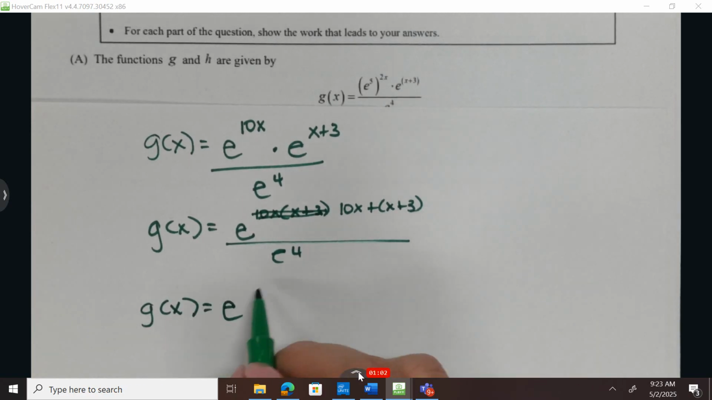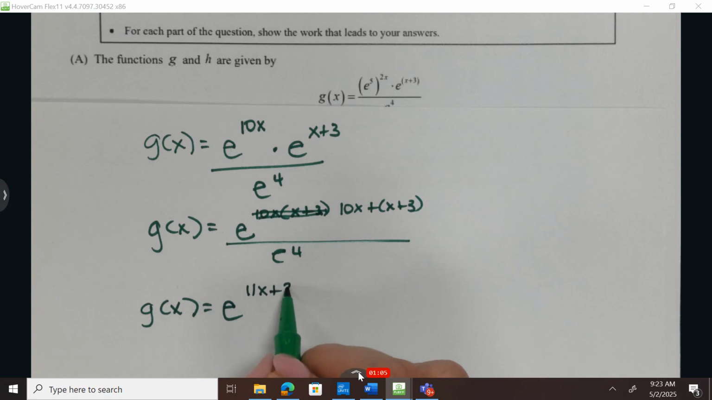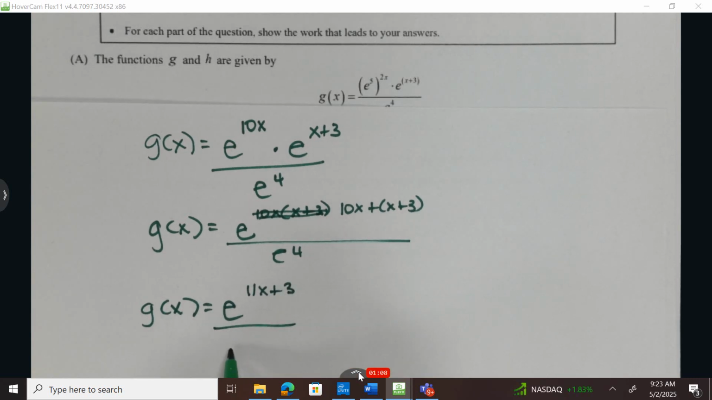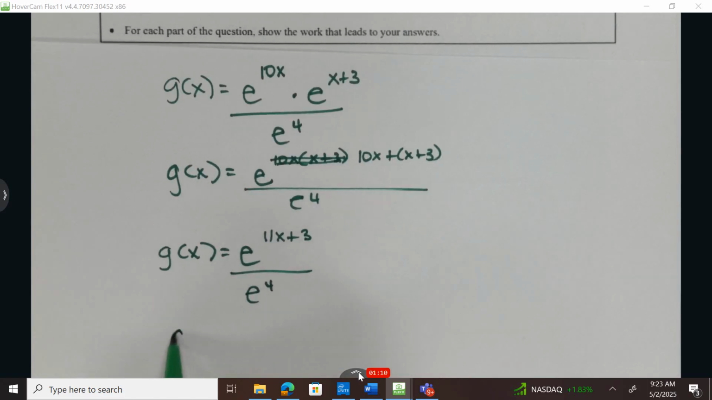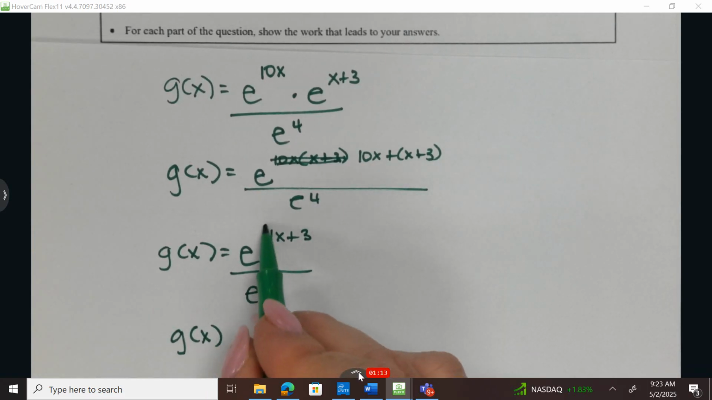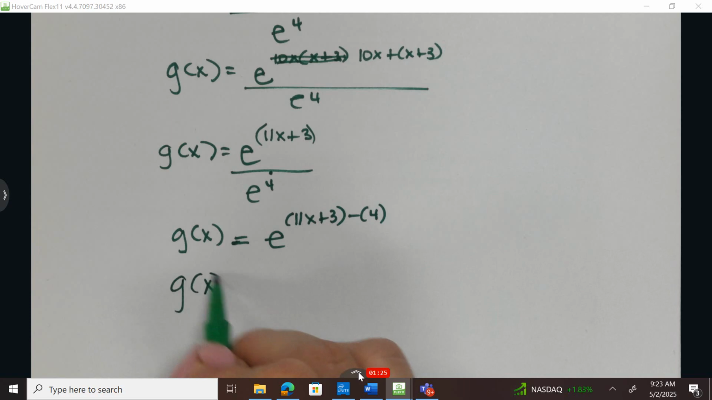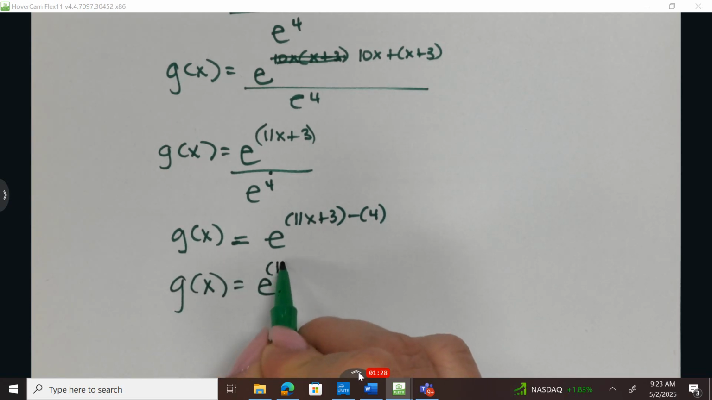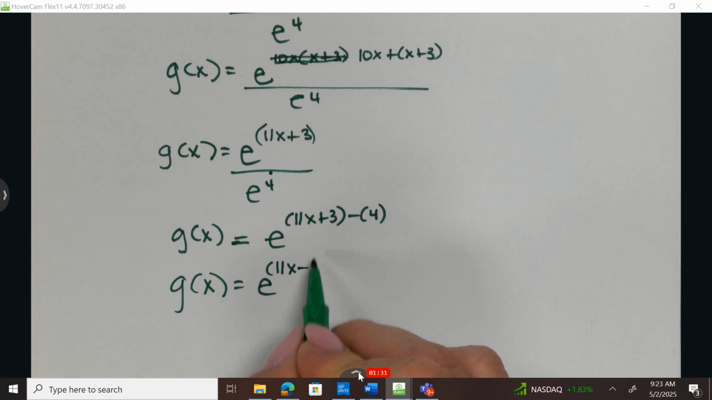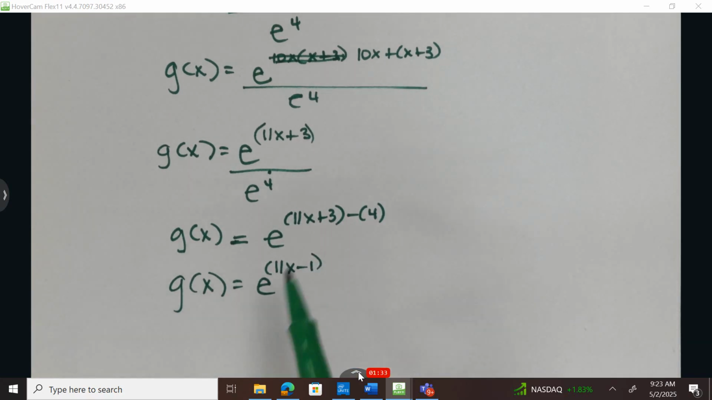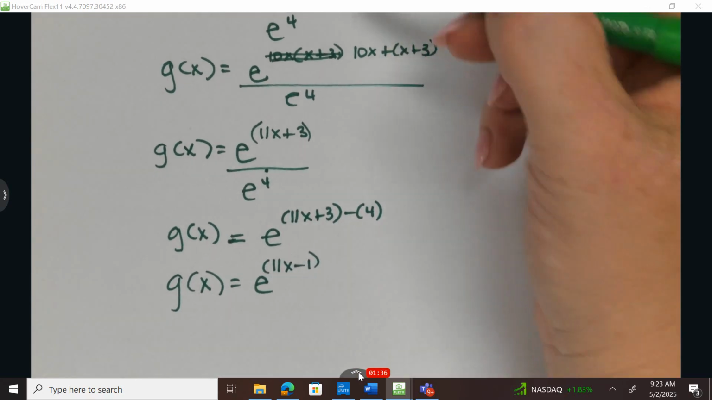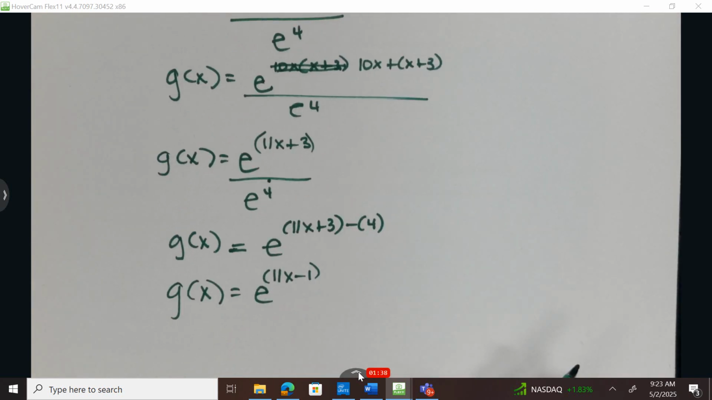Adding these and combining like terms, I get e to the 11x plus 3 all over e to the 4th. When you have the same base and you are dividing, you're going to subtract the exponents. And now I'm just going to continue to combine like terms. So I have e to the 11x, 3 subtract 4 is a negative 1. Again, do not circle your results. We want the AP reader to see the progression of this problem.